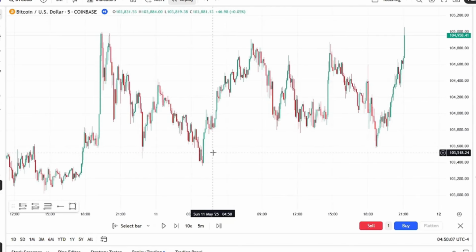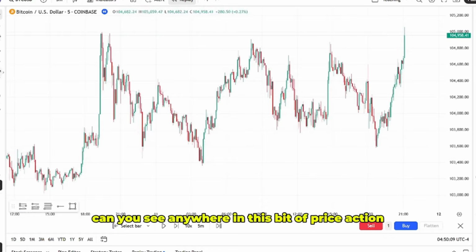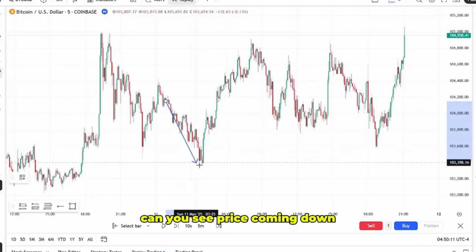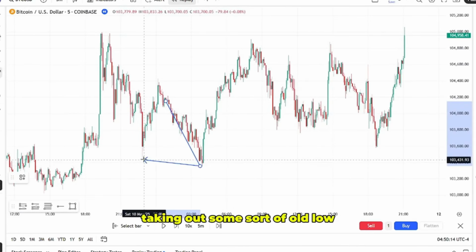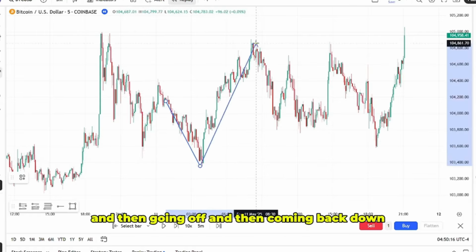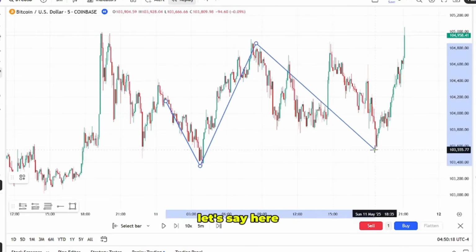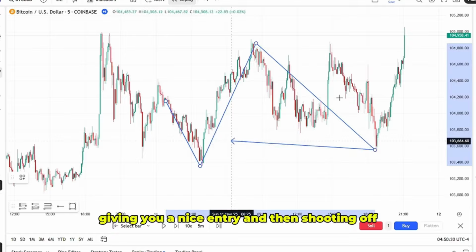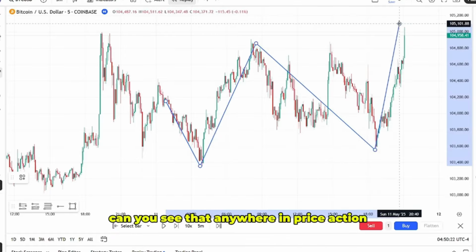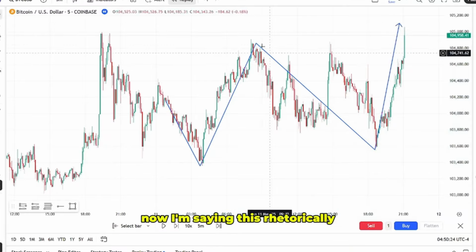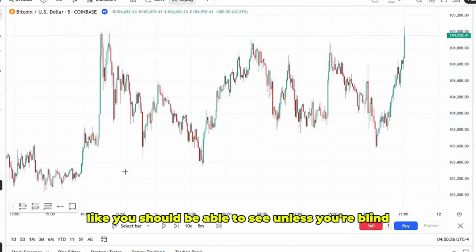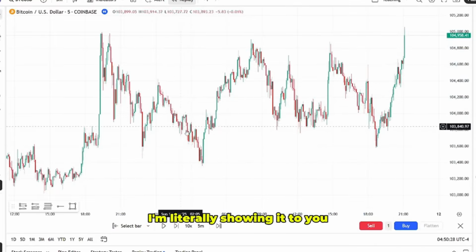So here we go. Can you see anywhere in this bit of price action, price coming down, taking out some sort of old low where there might be stop loss orders, and then going off, and then coming back down, let's say here, giving you a nice entry, and then shooting off? Can you see that anywhere in price action? Now, I'm saying this rhetorically, right? Because you should be able to see it unless you're blind. I'm literally showing it to you.